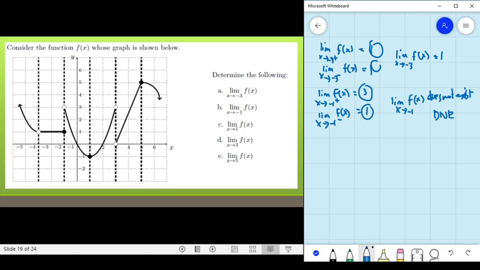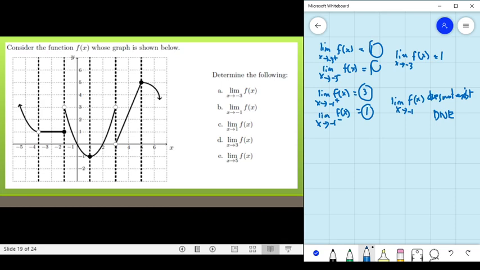Okay, so D, limit of f of x as x approaches 3. From the right, it reaches 0. From the left, it reaches 3. Since they are not equal, therefore the limit of the function f of x as x approaches 3 does not exist.